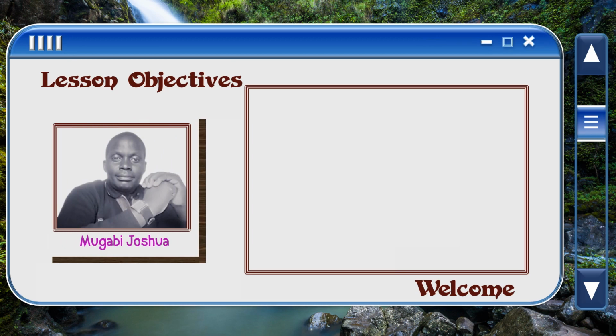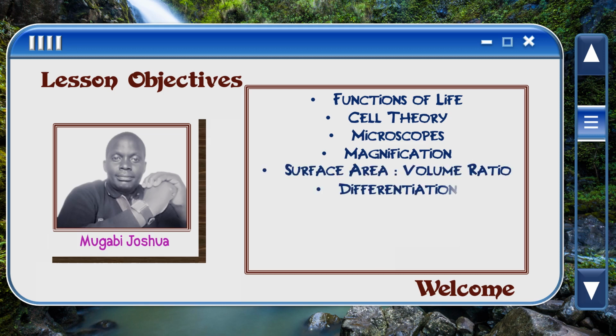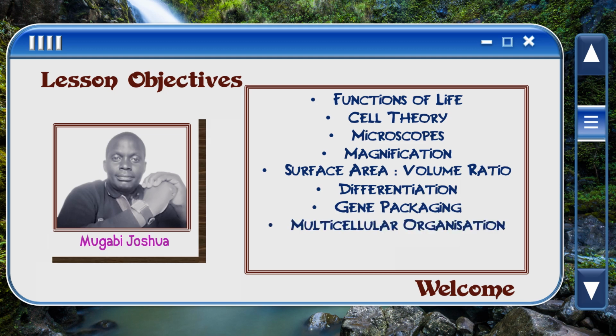Today, our lesson objectives are functions of life, cell theory, microscopes, magnification, surface area to volume ratio, differentiation, gene packaging, multicellular organization, cell differentiation, and stem cells.